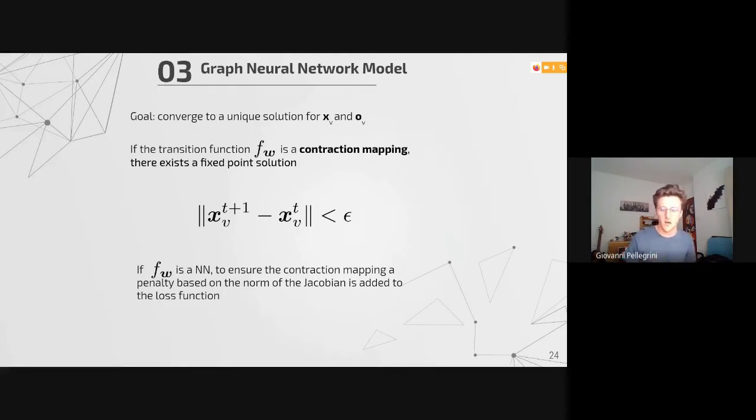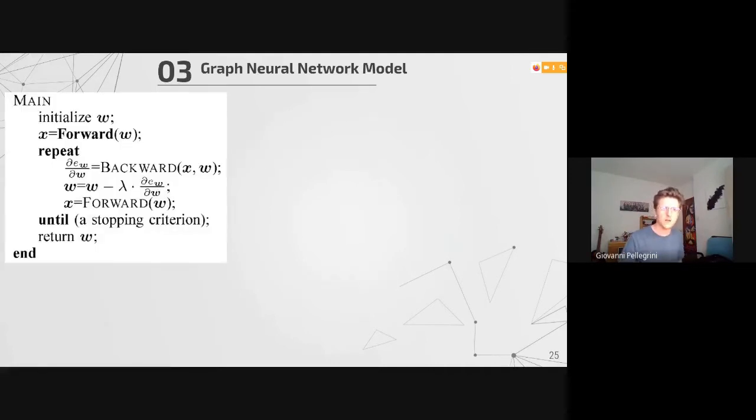And then the solution here is unique. Now we have seen what we need in order to obtain this unique solution. Now let's go to the main algorithm. How do we learn these functions? This is the main representation of the main loop. Let's have a quick look at it.